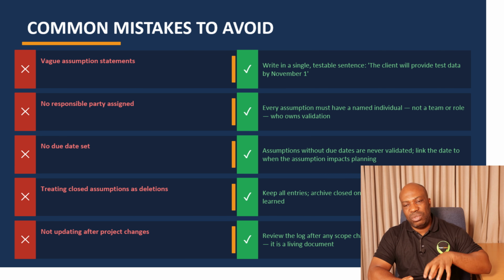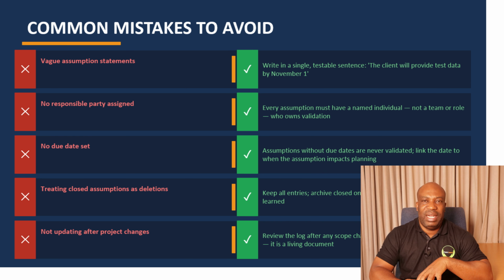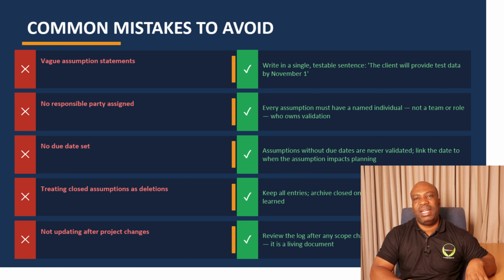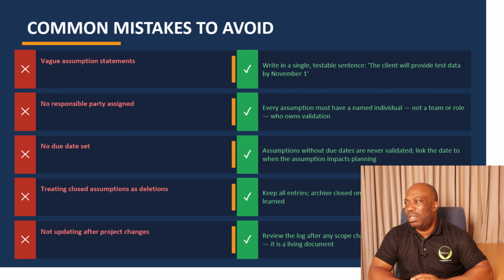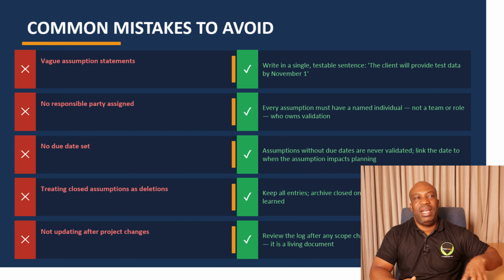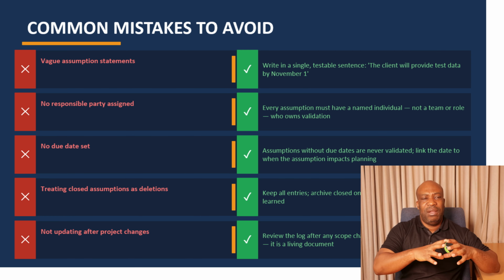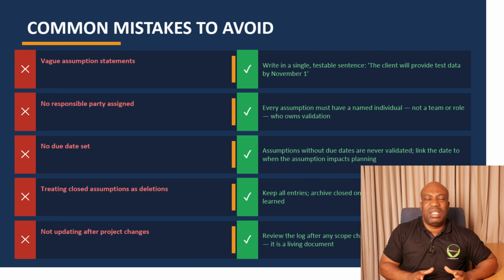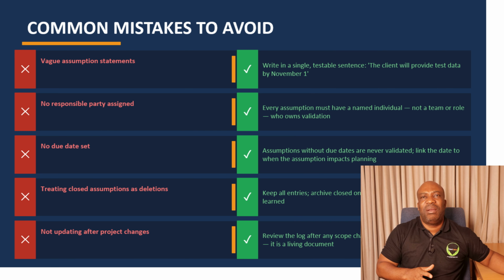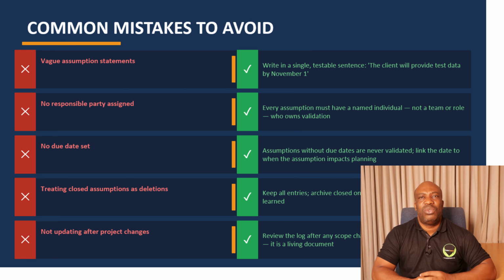So a responsible party should always be assigned to an assumption log. Don't make that mistake of not assigning a responsible party to the assumption log. Every assumption must have a named individual, not a team or role. Who owns that? Don't say it's this department. Put the actual team member names. Remember, we said the assumption log is actually created mostly by the project team members. So put names. Who is going to be responsible for validating that specific assumption?